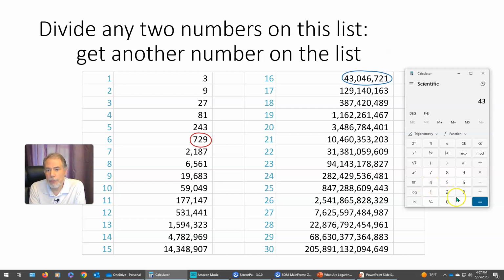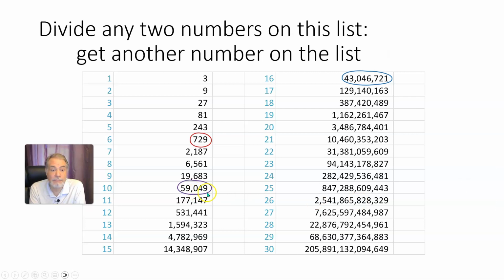So 43,046,721 divided by 729 equals 59,049, which, there it is, it's on the list. Now notice we took the 16th number and divided it by the 6th number, and what we ended up with was the 10th number. And 16 minus 6 is 10. So I could have predicted what the answer was going to be just by subtracting those little blue numbers.